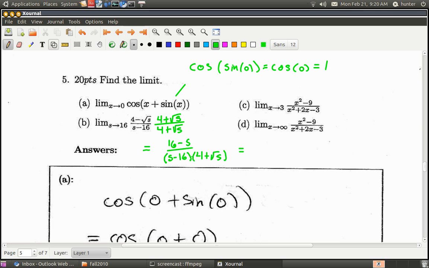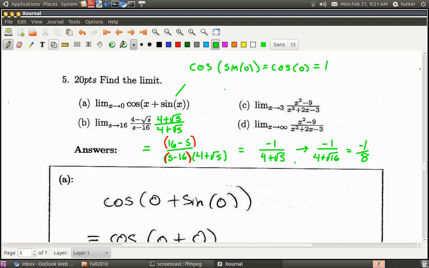And okay, so look, this thing in red brackets is just the negative of this thing, right? Those things are just negatives of each other. And so this is equal to minus 1 over 4 plus the square root of s. And now as s goes to 16, I can just plug in at this point. So I get minus 1 over 4 plus the square root of 16. And so that's just minus 1 over 8.